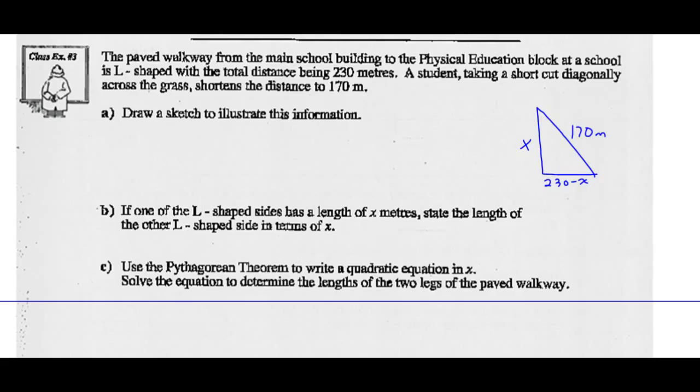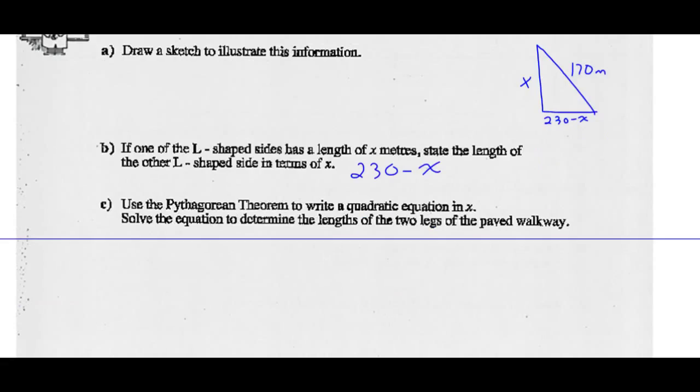If one of the L-shaped sides has a length of x, state the length of the other L-shaped side in terms of x. So I just did that. One is x, the other one's 230 minus x. Part C says use Pythagorean theorem to write a quadratic equation in terms of x and then solve the equation to determine the lengths of the 2 legs of the paved walkway. So according to Pythagoras' theorem, the square of the hypotenuse is equal to the sum of the squares of the other 2 sides.